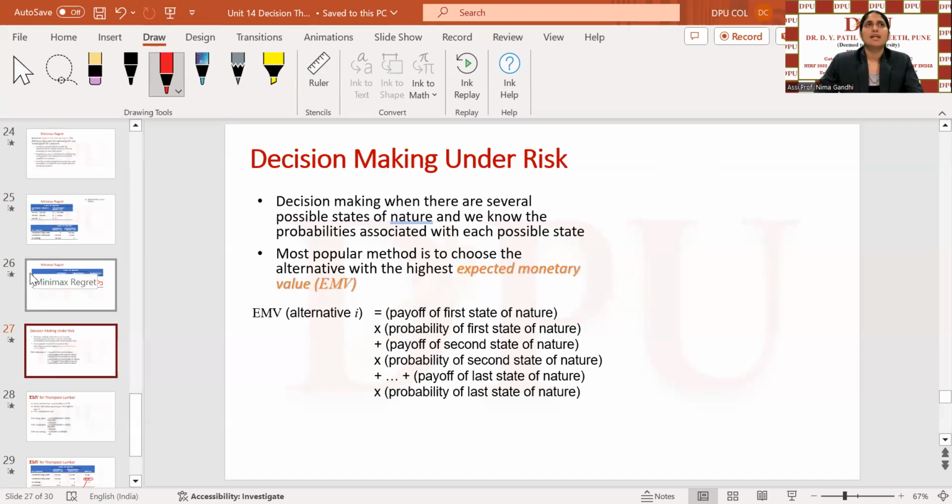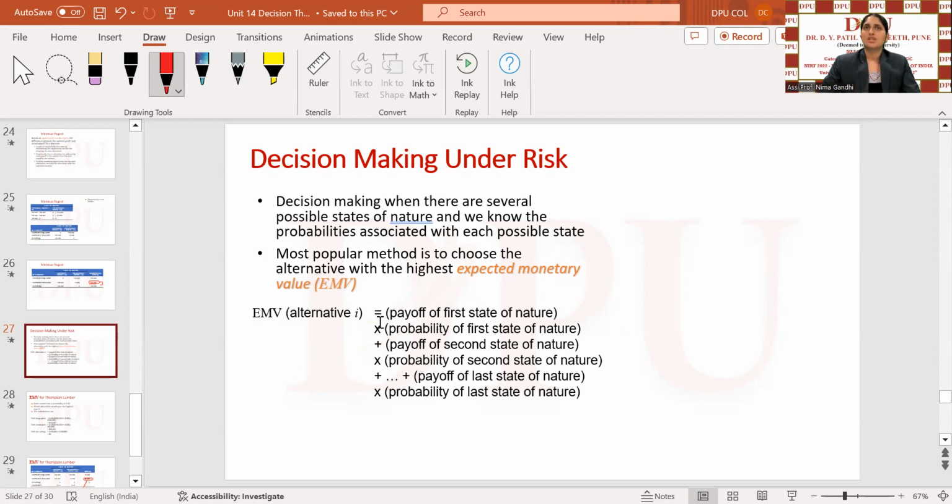So these are the different criteria we have when taking a decision under uncertainty. When you know the probability of the outcome, you are taking a risk. So we call this decision making under risk. For this, we have the expected monetary value calculation. So what is the expected monetary value calculation?